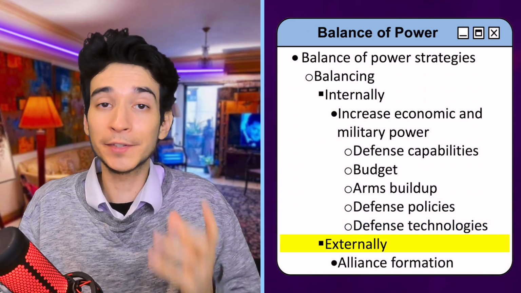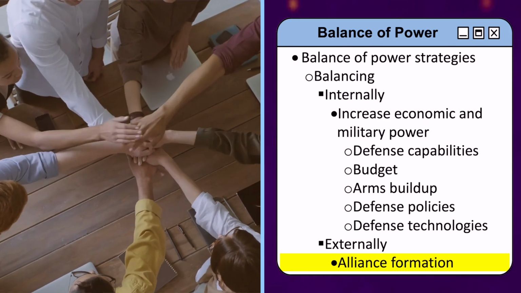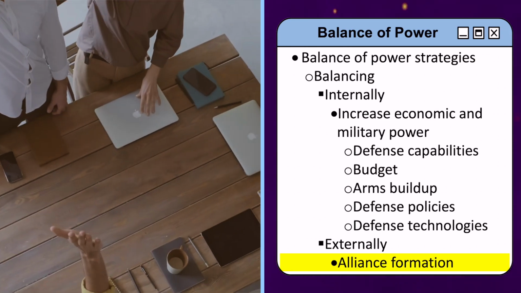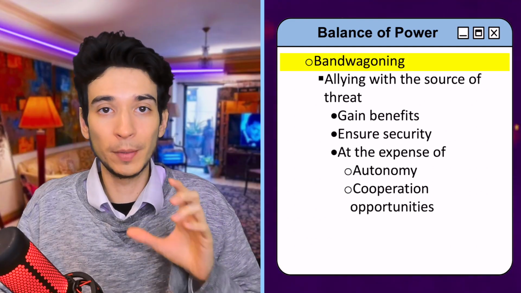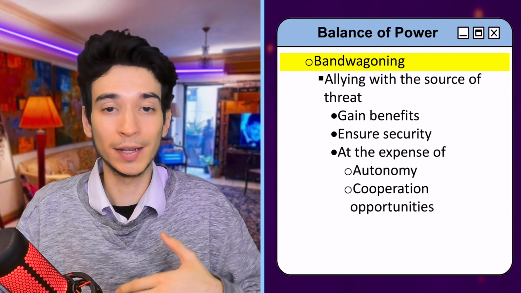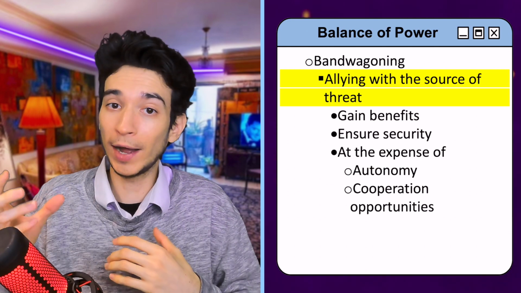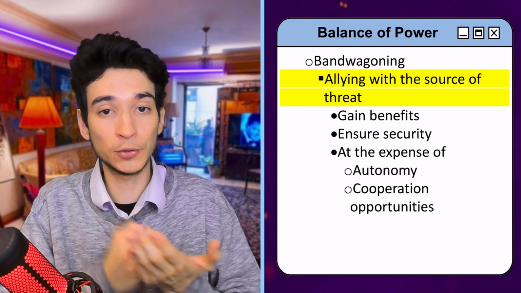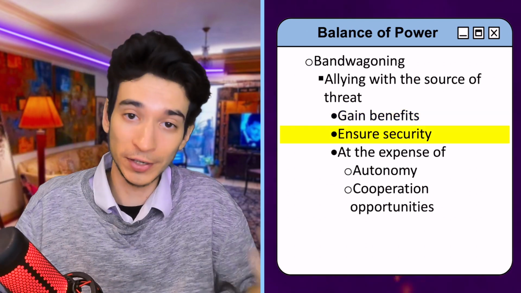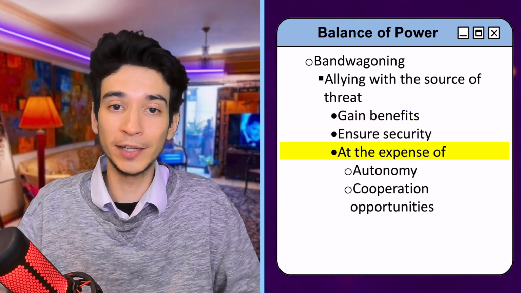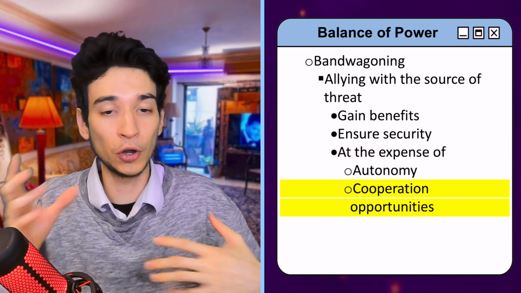And there is also external balancing, and this one is basically done by making alliances with other countries against a country that is perceived to be the source of danger. Then we have bandwagoning, which is the opposite. So bandwagoning refers to a country's behavior of choosing to ally with a country that is the source of threat. So this is done to gain benefits and ensure security, but this can also lead to a decrease in autonomy and opportunities to cooperate with other countries.